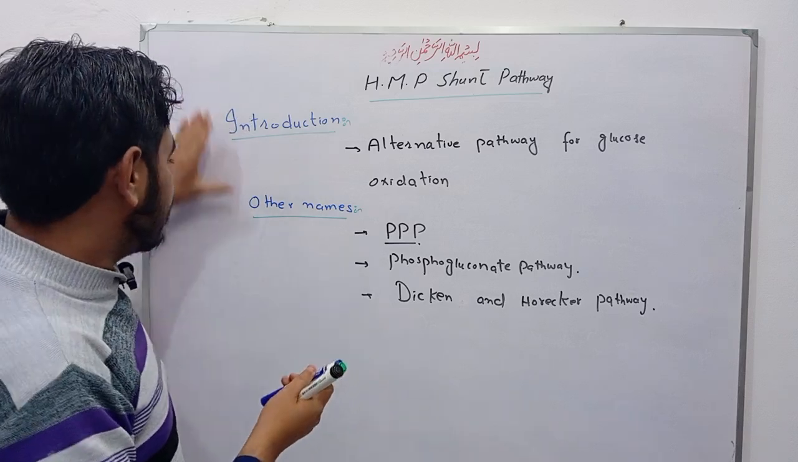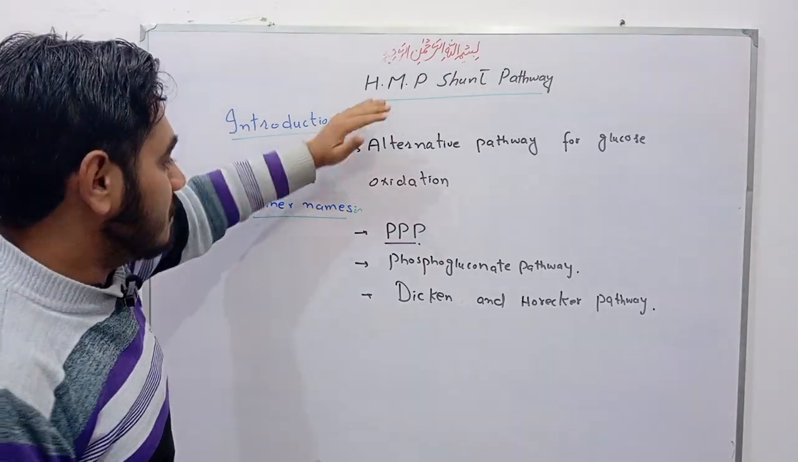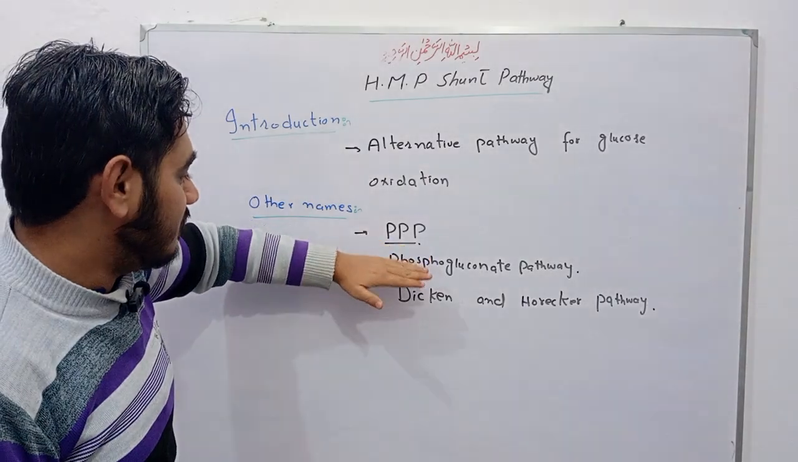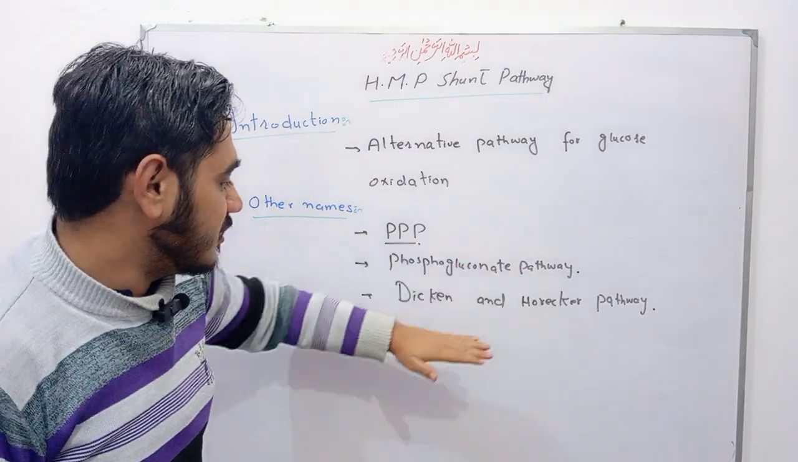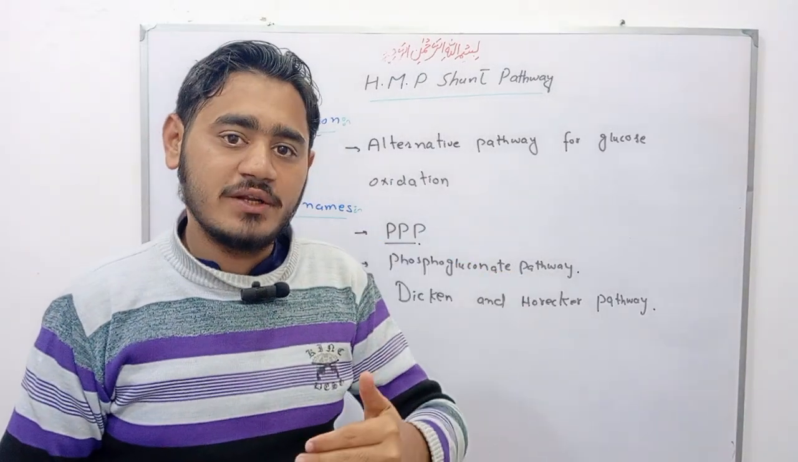Okay, this is the introduction. These are the other names of HMP shunt pathway: pentose phosphate pathway, phosphogluconate pathway, and Dickens and Horecker pathway.